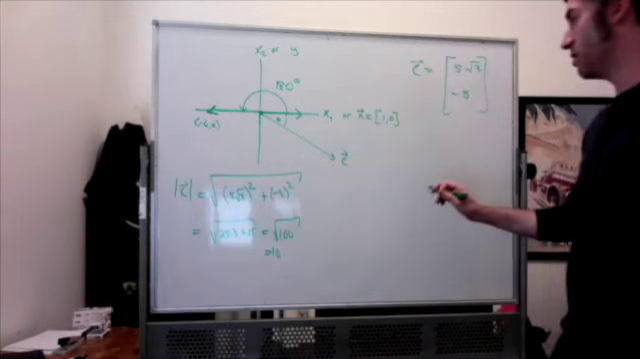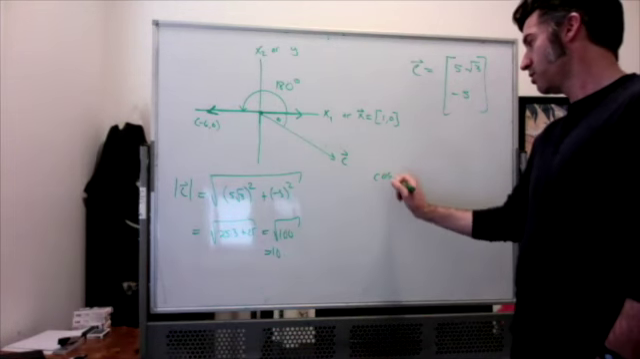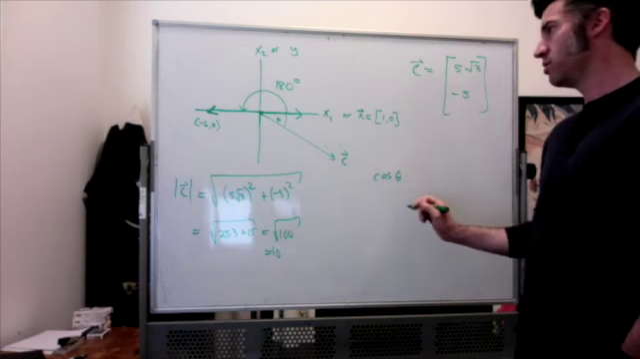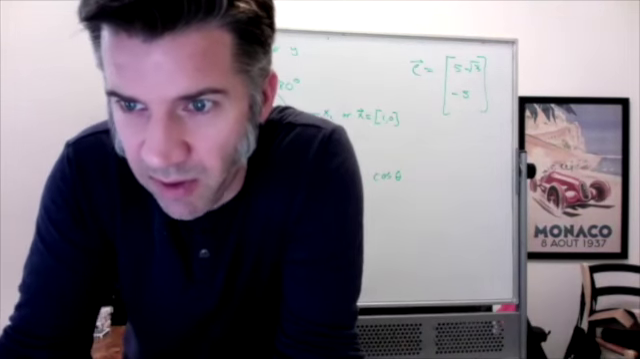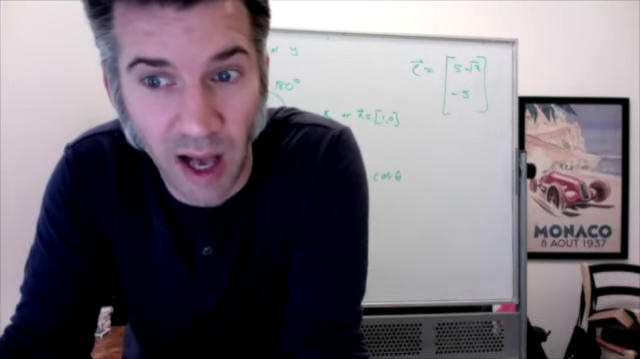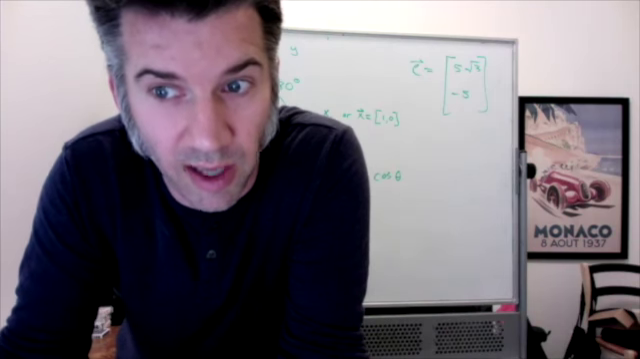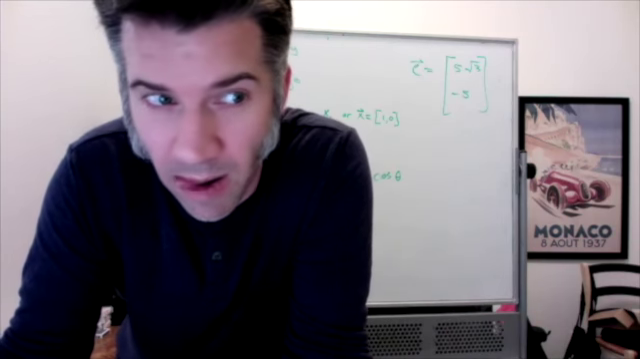And then the cosine of the angle. This is interesting. Let me read this question again. Let's be careful here. Find the length of each vector and the angle that it forms with the positive x-axis measured clockwise in degrees. Okay.